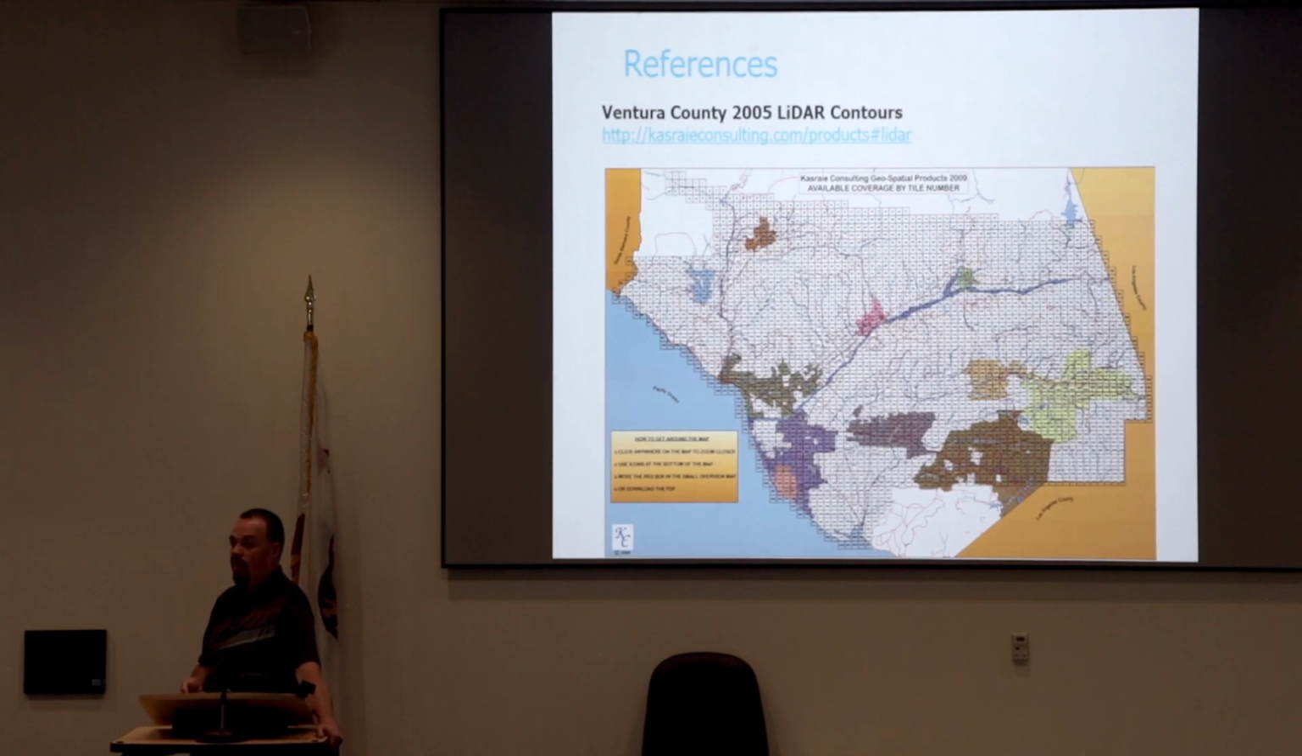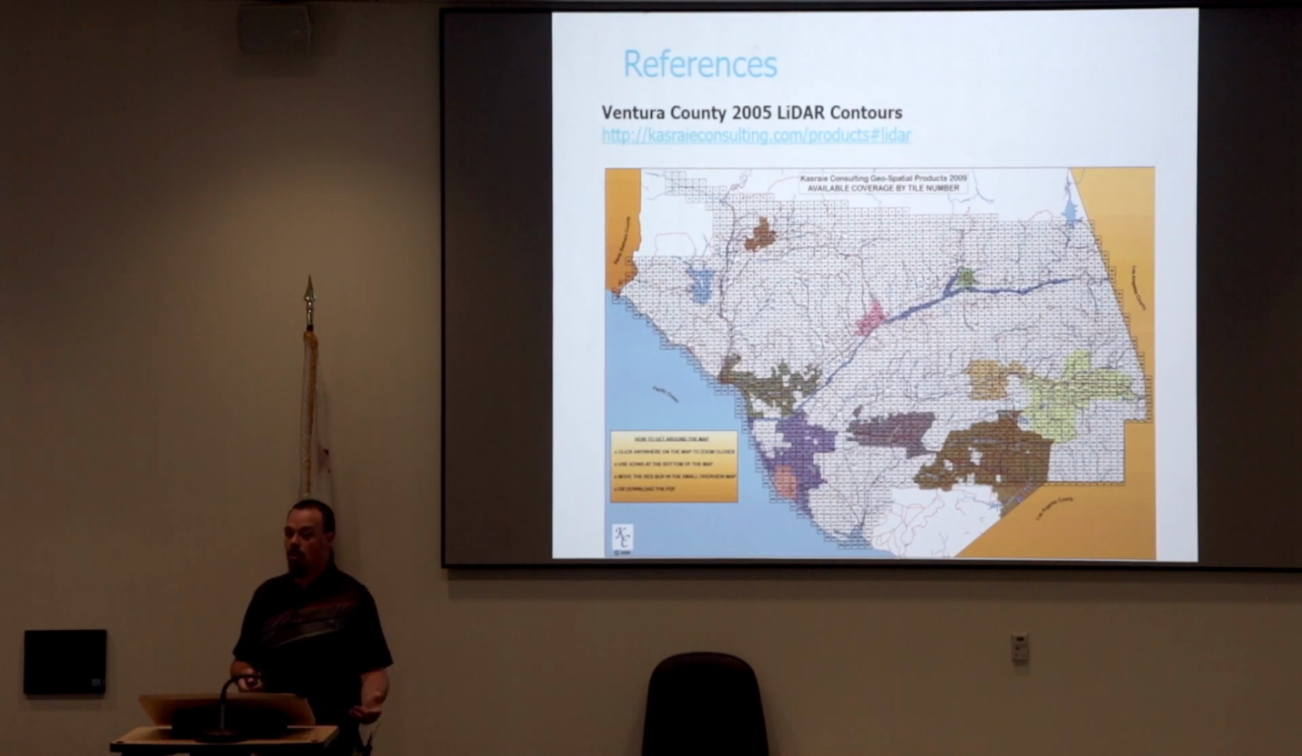So if you have a specific area you're interested in, you can always purchase these if you don't have them already. I think they're $150 per tile, and you can get them from this website up at the top there. But that's what I was showing on a couple of the slides, where I'm able to identify if a project's high risk or not.